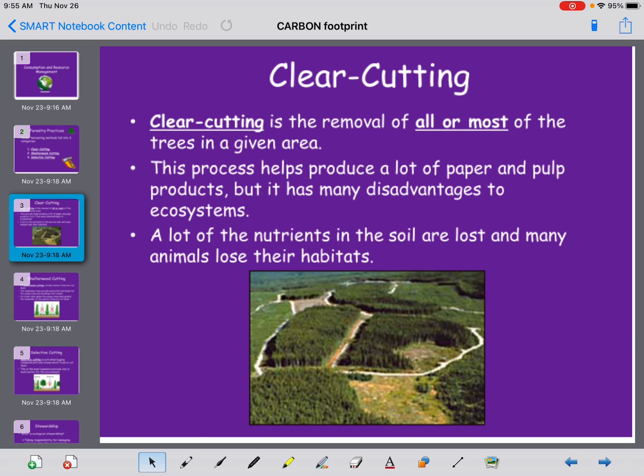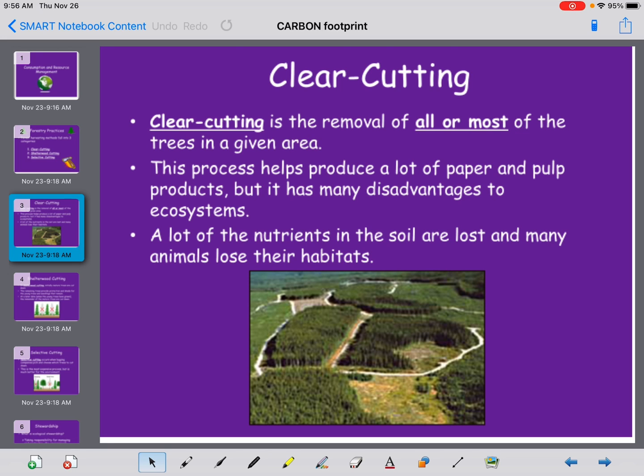So clear cutting is exactly what it sounds like. You essentially take a section of the forest or wherever you're trying to remove the trees, and you literally just cut everything down. So you literally clear the land by cutting everything down. Clear cutting is the removal of all or most of the trees in a given area. Of course, the advantage of this is you get a ton of lumber in a very short amount of time, okay? However, if I was an environmentalist, there's many different disadvantages.